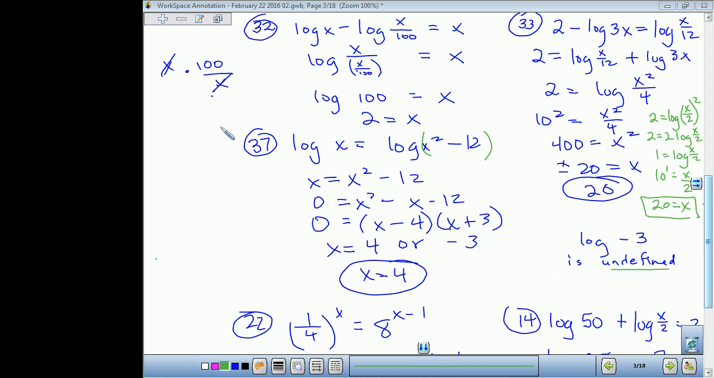Good. And on 33, when you get down to 2 equals log x squared over 4, how did you get 10 squared on the other side? Okay, so this is logarithmic form, so I switched to exponential.